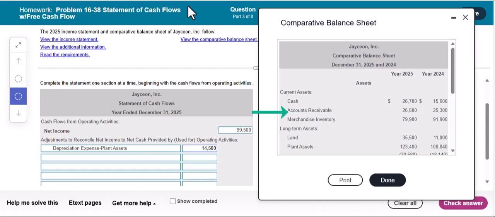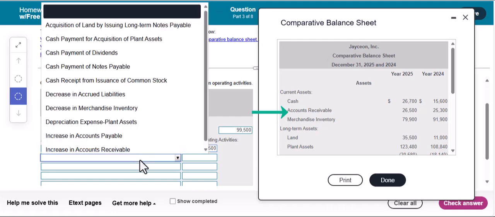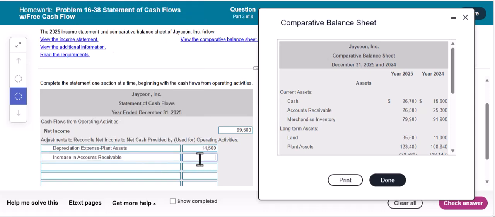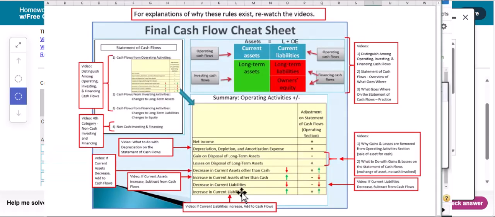What do we have going on with AR? It looks like our AR went up. You'll notice it went from 25,300 to 26,500, which is a $1,200 difference. So we have an increase in accounts receivable, AR, and is that going to be a positive or a negative 1,200? Well, if we take a look at our handy cheat sheet, it appears that an increase in AR is a decrease in cash since we are not collecting cash on AR.